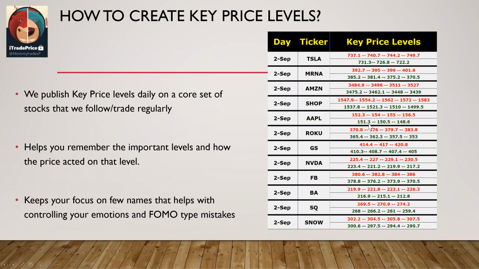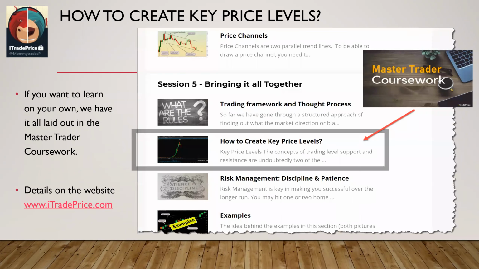So we publish these price levels every day, and it helps you remain focused. You're not looking around at 1,000 tickers or 100 tickers trying to figure out what to do. You already have the structure in front of you for the core set of names that we follow. And I keep on switching a few names every now and then based on how they're running. For example, mRNA is in the news these days. It's giving good liquidity, good range. So it's a good stock for day trading purposes. A lot of people are trading that name, so it becomes easy to trade, and it's easy to come up with the key levels for those kinds of names.